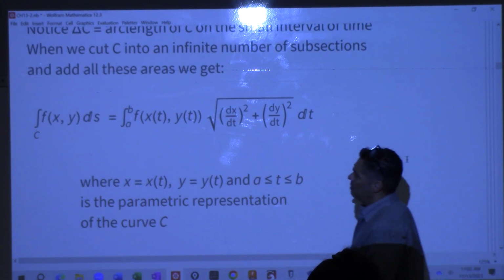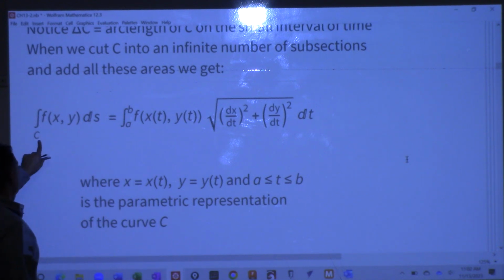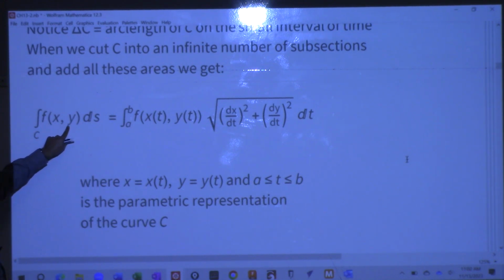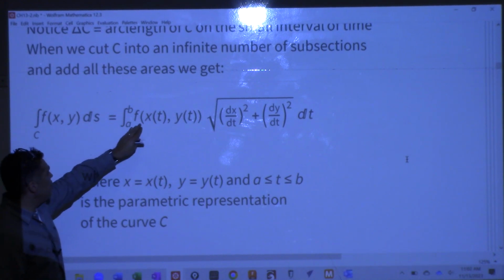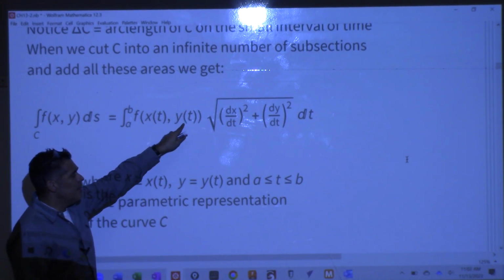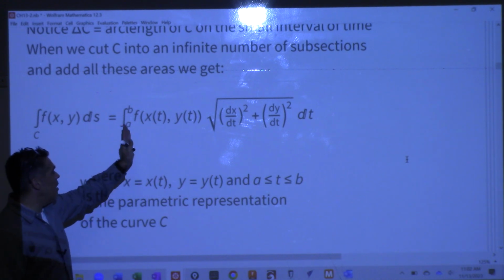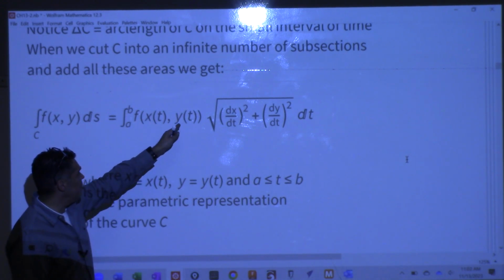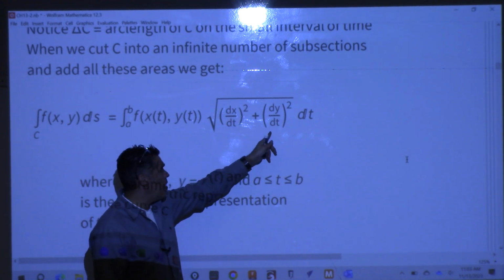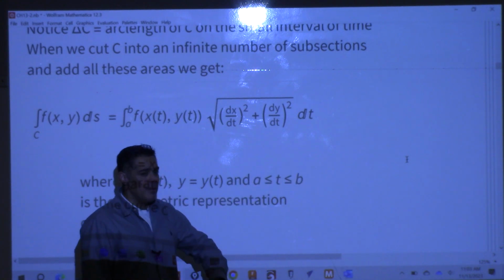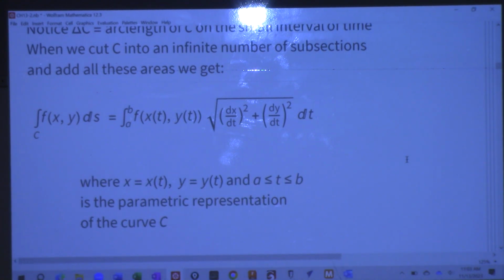Here it is. The line integral along the curve C of the scalar function f of x, y ds with respect to arc length is, well, what we have to do is find parametrizations of the curve we're integrating over. We have to find the parametric equations for it. And then we'll evaluate the surface on the parametric equations for x and y. We'll have to plug those into the surface. And then we have to take the square root of the derivative of x with respect to t squared plus the derivative of y with respect to t squared, dt. So we get everything written in terms of t.